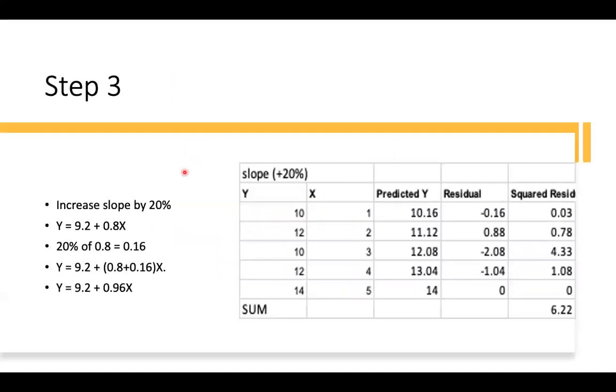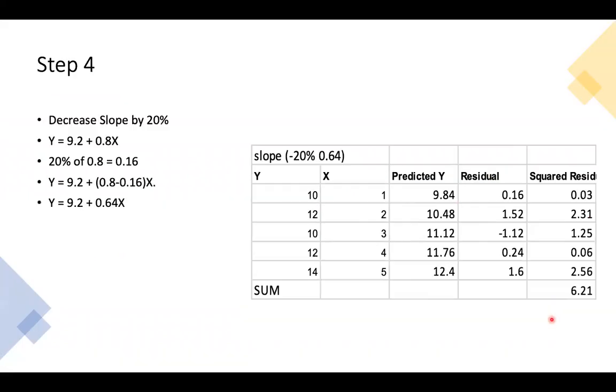Then the next thing is to increase the slope by 20%. And 20% of the slope is 0.16. So to increase the slope by 20%, that will be 0.8 plus 0.16. That gives you 0.96. Then on adding that into the table, the sum of squared residual is 6.22.